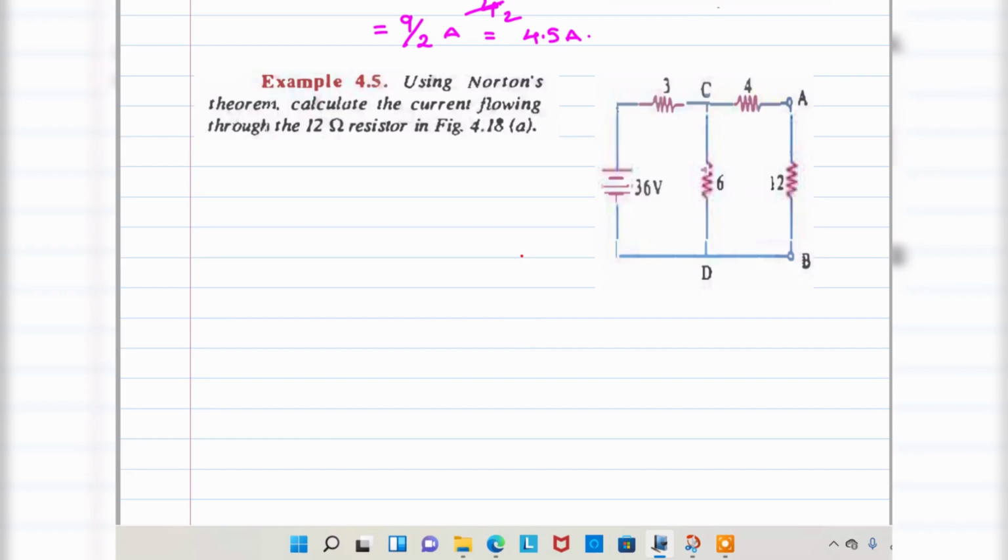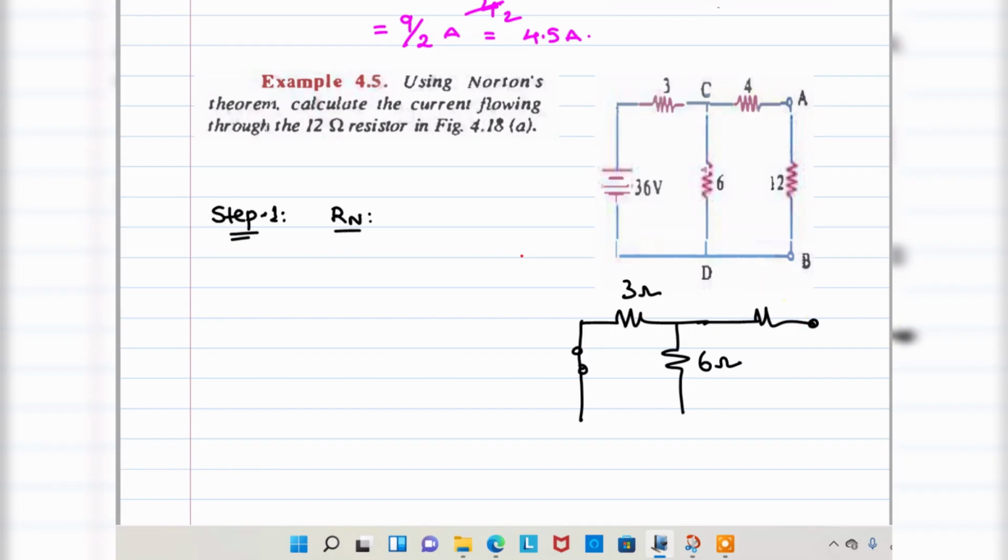Okay, right. In step 1, calculate the RN value. How to calculate the RN value? Short circuit the voltage source if there is no internal resistance, and we have the 6 ohm, 3 ohm and 4 ohm resistances. This A and this B are open circuited. This is RN.